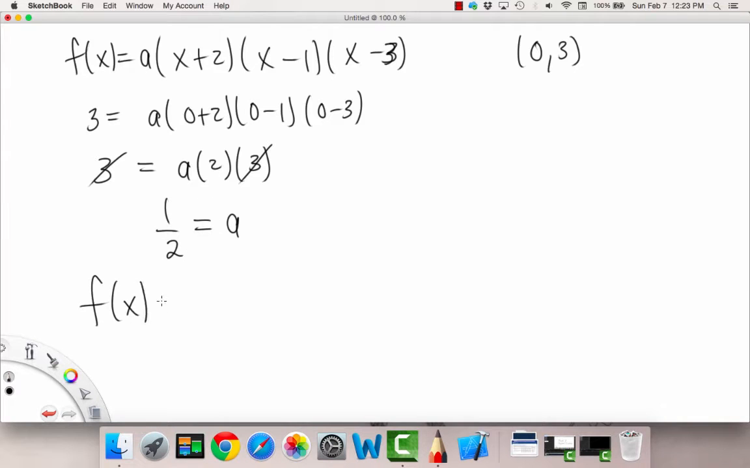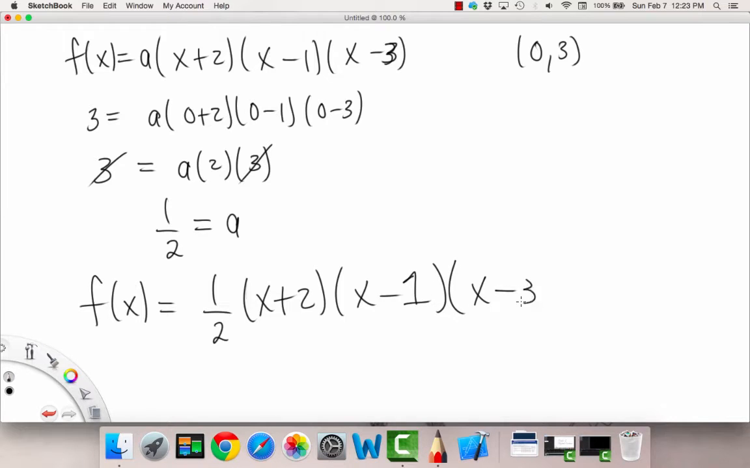Okay, so now we just plug that into our equation, or our formula that we found, and we get the following answer. Okay, almost done, and then we have an x minus 3 at the end there. Okay, and that is it.